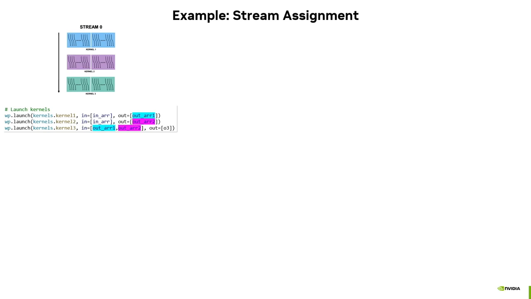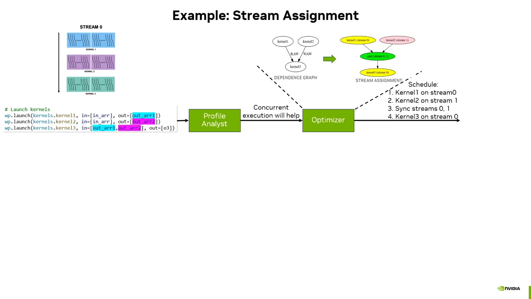You have kernel 1, kernel 2, and kernel 3. And you can see that kernel 3 is dependent on the first 2 kernels, but the first 2 kernels, let's assume, can run in parallel. And the first step after the profile analysis, let's say we determine that concurrent execution will help. Then the optimization step, in this case, will be customized so that the agent will detect independent kernels, either through code inspection or running some tools. That's the job, is to come up with that dependence graph.